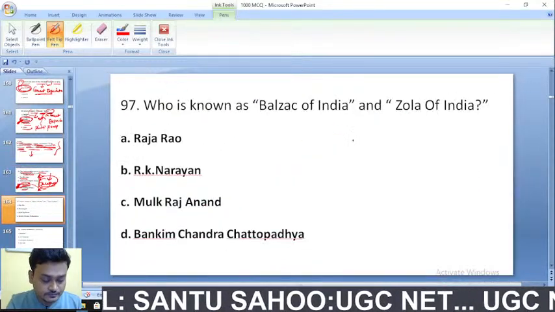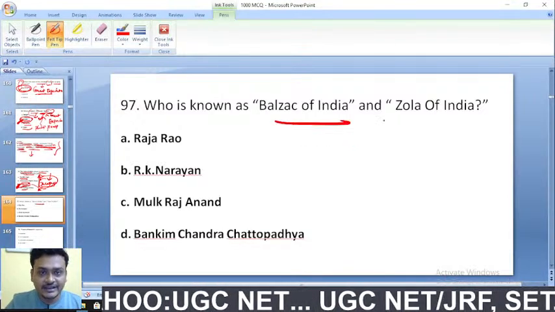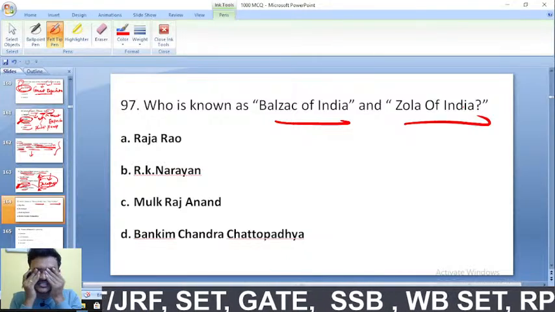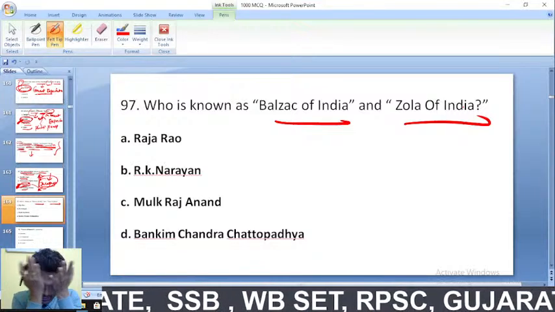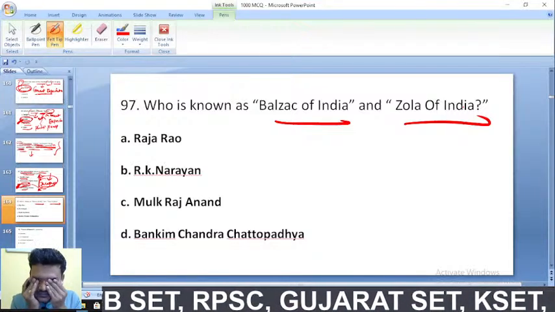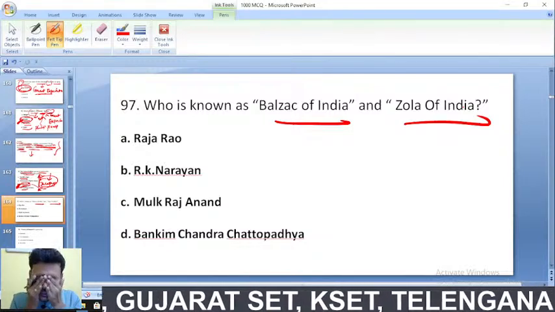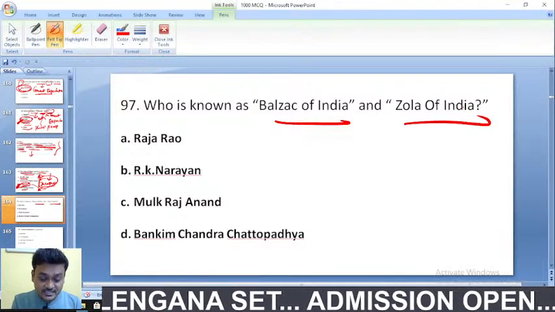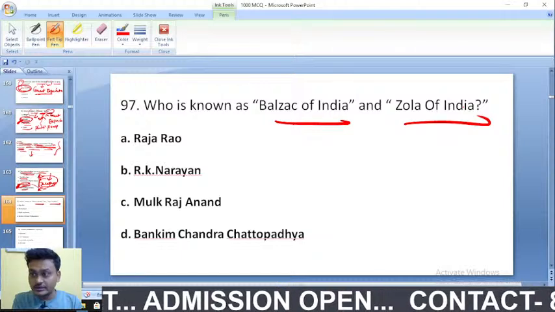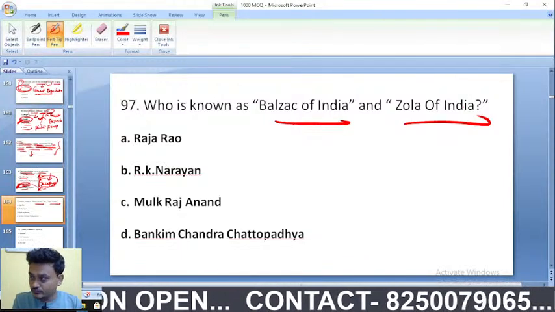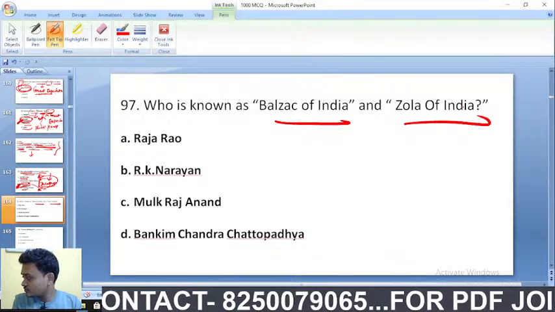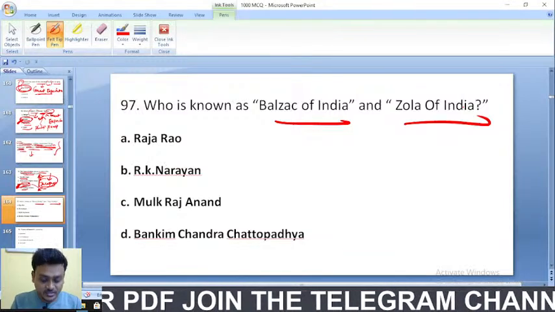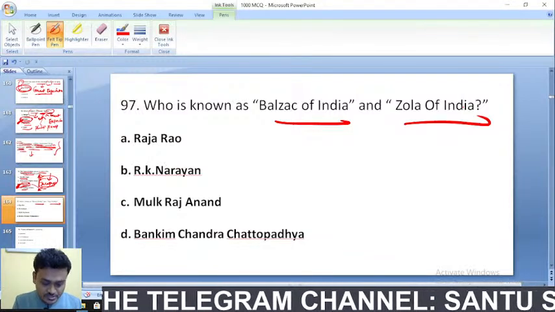Chalo, this one. Balzac of India, Zola of India. That is, Shakespeare is comparing the world to the stage, our drama. The entrance is compared to birth, and the exit is compared to death. All the world is like a stage, and we are merely players. We are acting like those actors.